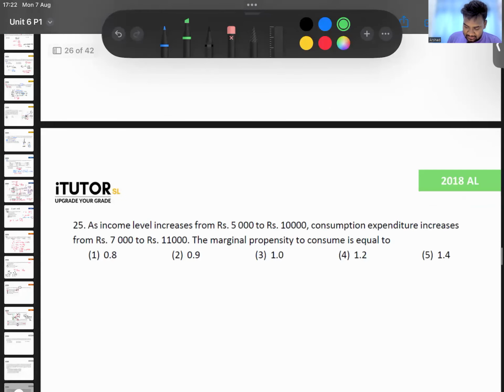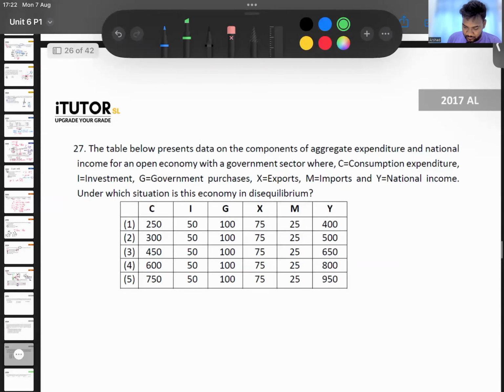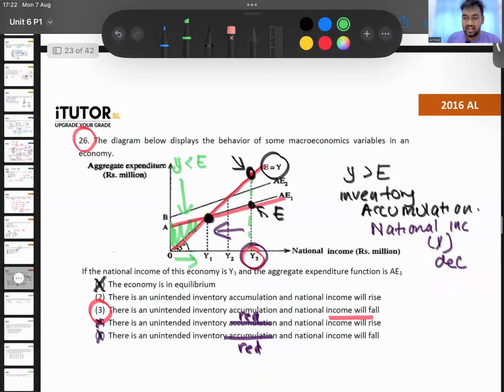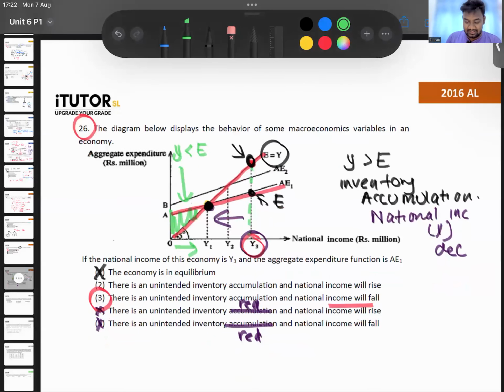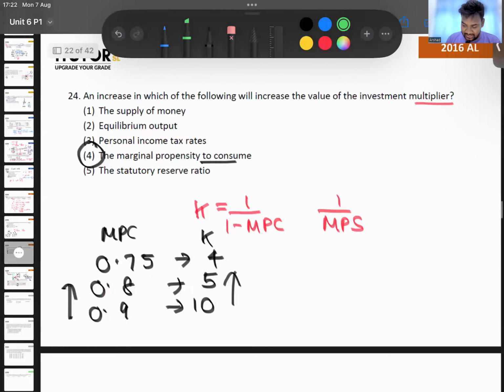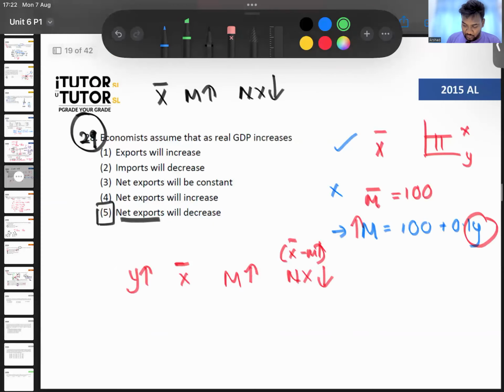Done. Shall we quickly do 2017? And then I'll give you all a 5-minute break. Right, 16 is done. See how much you all get correct. There are 4 questions.